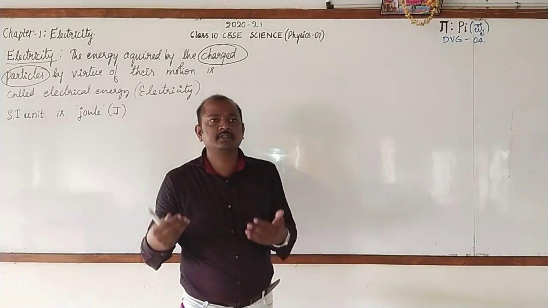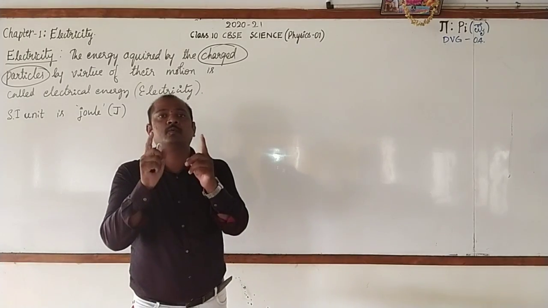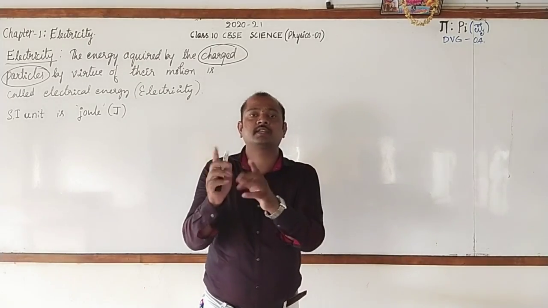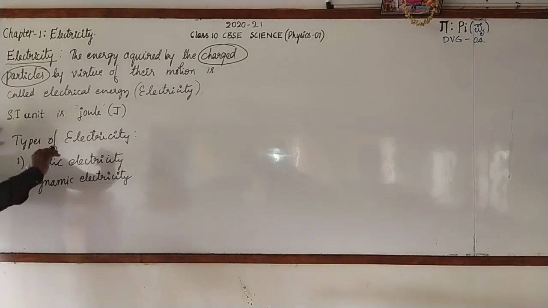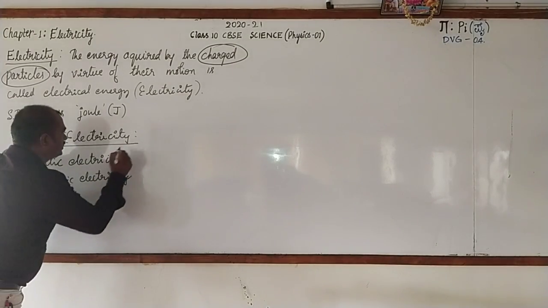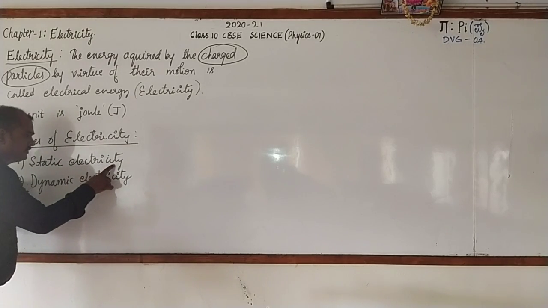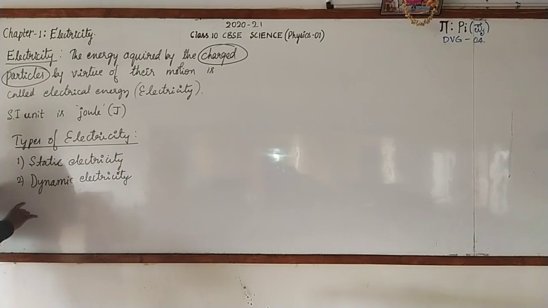So from these simple situations, we have come to know there are two types of electricity. The very first one is static electricity and the second one is dynamic electricity. Observe, you have written two types of electricity. One is static electricity, that is the electricity which deals with the charges at rest. Second one is dynamic electricity, it is the electricity which deals with the charges which are in motion.